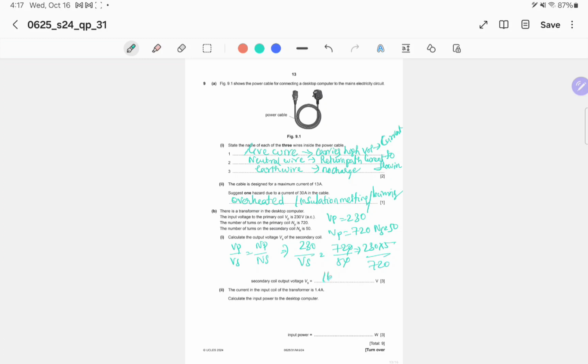Next question, the current in the input coil of a transformer is 1.4 ampere. Calculate the input power to the transformer. So how will you calculate? We know input coil current is 1.4 ampere. For the power formula, power is equal to voltage into current. The voltage is given here: 230 into 1.4. It's a primary coil input, so I am using it. So it is 230 into 1.4, 322 watts.